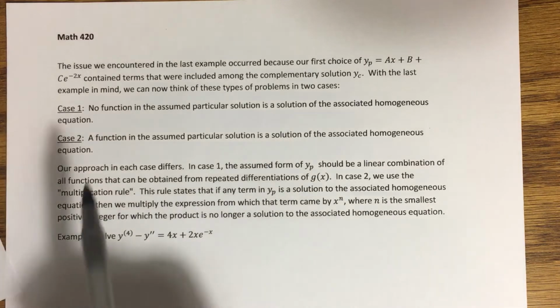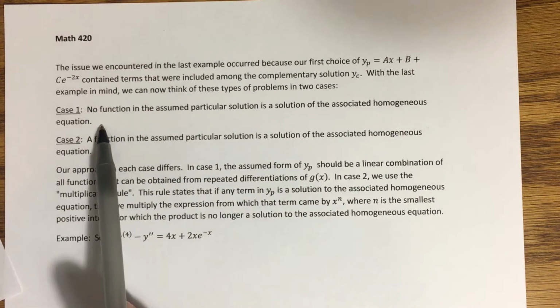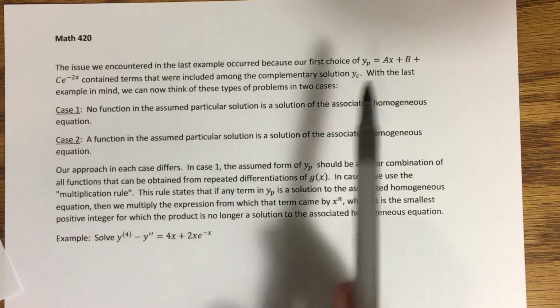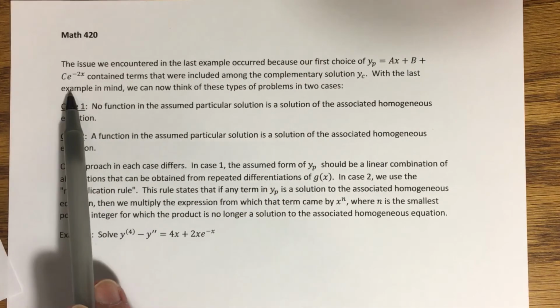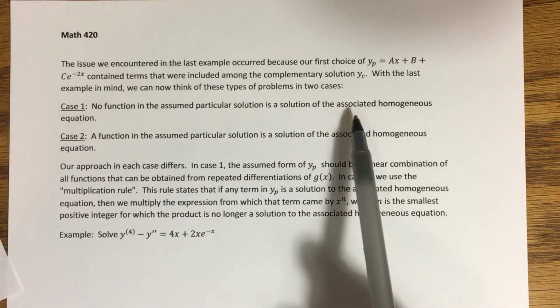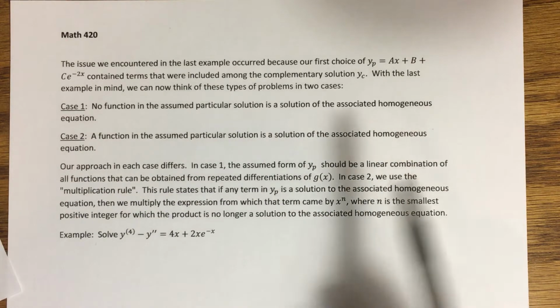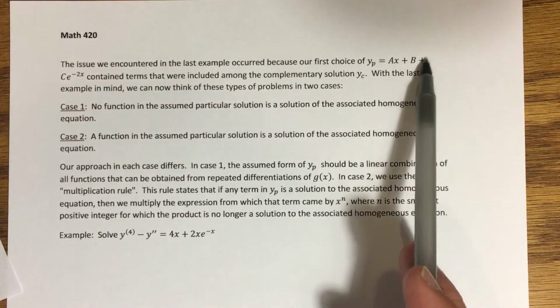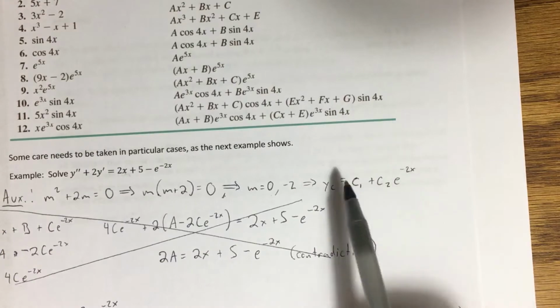Before we talk about that, I want to break down the kinds of examples that we've seen so far into two cases. The first case is when you choose yp, none of the functions, none of the terms in that yp coincide with the terms that are showing up in your associated homogeneous equation. And again, what I mean by that is if I see a constant here in yp and I also see a constant in my choice of yc, that's what I mean by coincide.